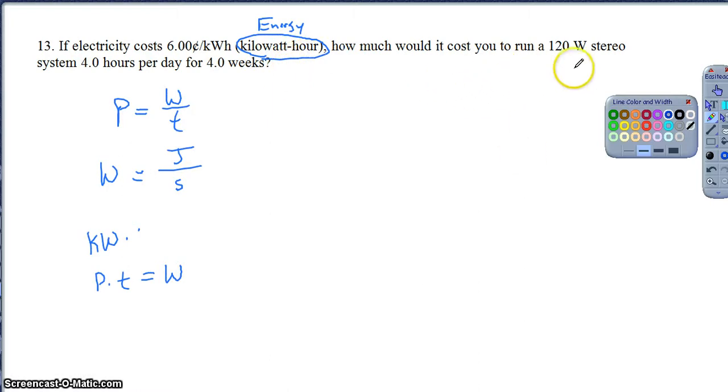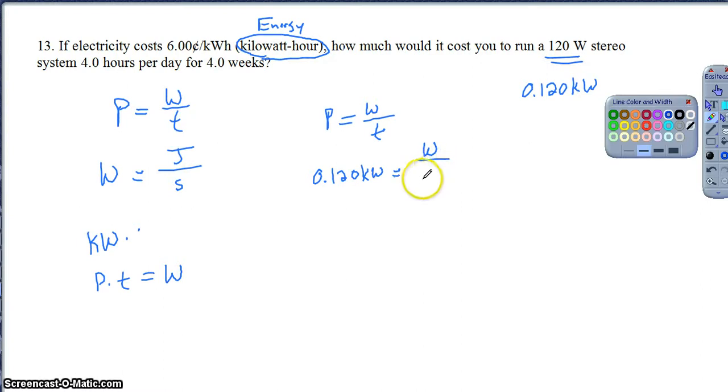So how much would it cost you to run a 120 watt stereo for 4 hours per day for 4 weeks? Well, as I look at this problem, I'm just going to convert 120 watts to kilowatts, so it is 0.120 kilowatts. I know how many hours and I know how many weeks, right? So I'm just going to figure out how many kilowatt hours I have. I'm going to start with power equals work over time. I know that the power is 0.120 kilowatts. I'm looking for the kilowatt hours, and then I know that the time is 4 hours per day for 4 weeks.